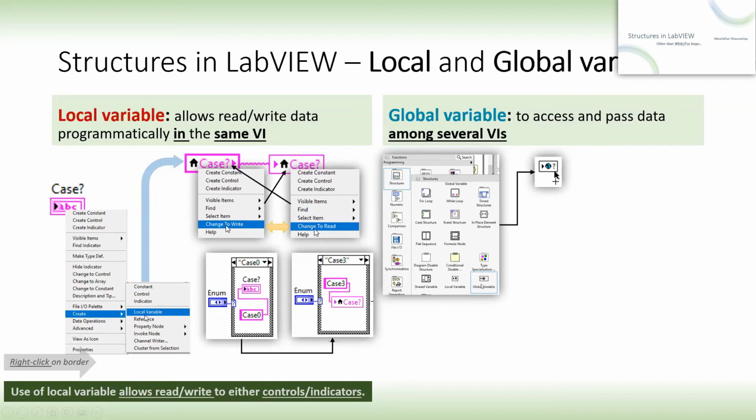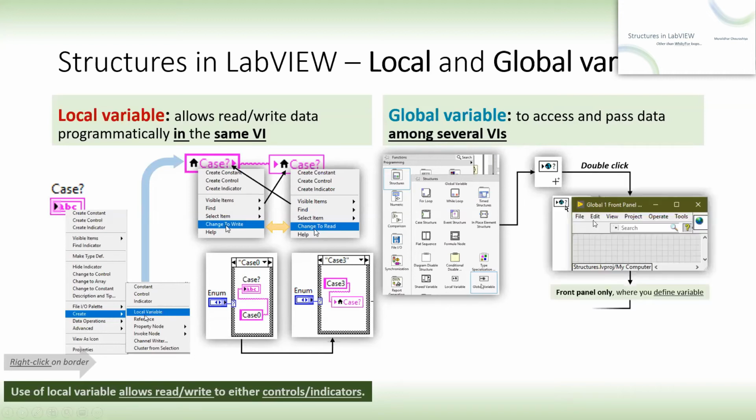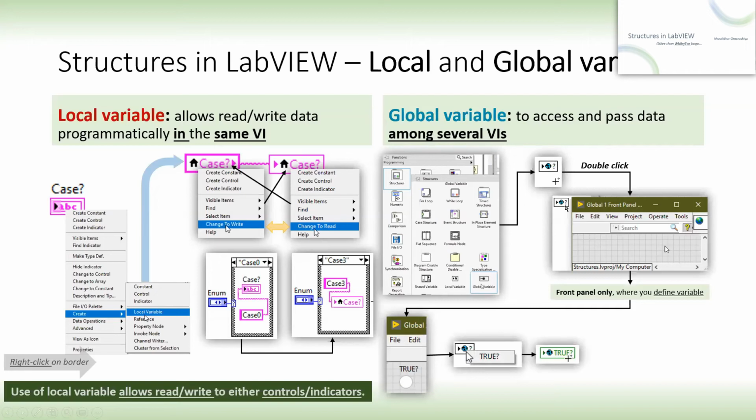Then you have to define the global variable. You double click on it, and it will open a front panel. This is a special kind of front panel. It has no block diagram, only a front panel, and you define some variables here. For example, I define a variable using this true value. When I define it and save this front panel, it will have this option, whereas before it had no options.